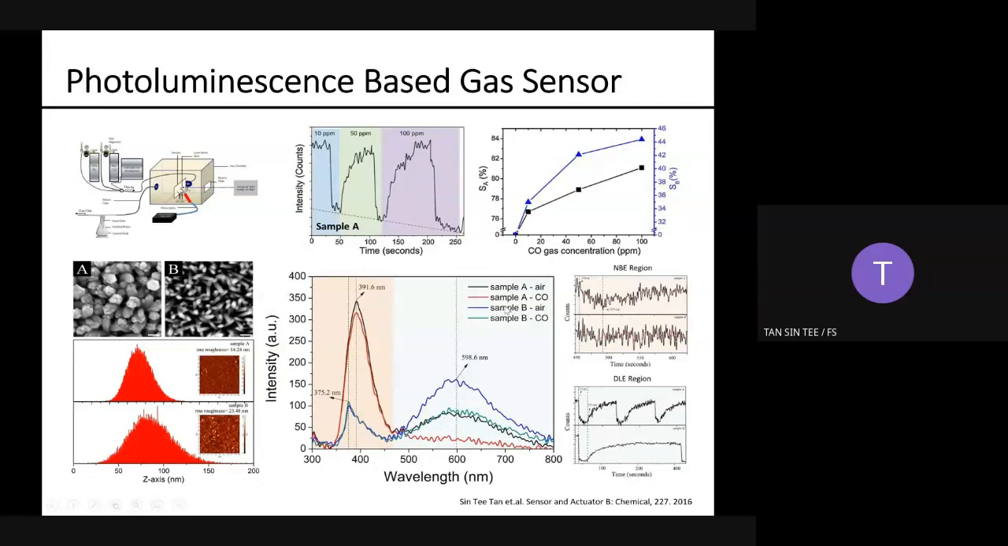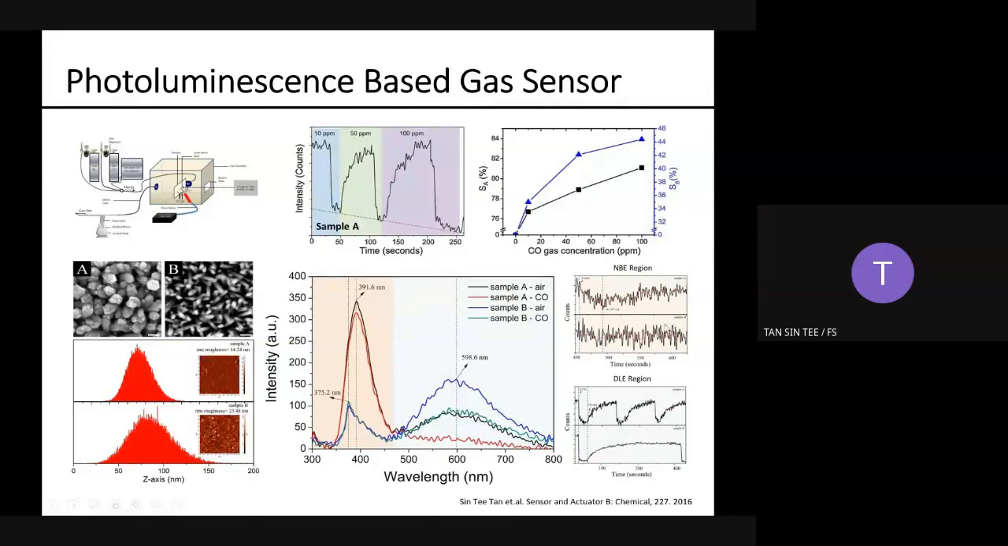When the sample is exposed to air, this is a general PL spectrum, but when the sample is exposed to the CO gas, it will undergo quenching. Why is there quenching? It is because when the CO is absorbed and reacts with the oxygen, it releases one electron back to your conduction band and undergoes recombination. This is why the quenching occurs. But when you refer back to sample B, which is synthesized by the hydrothermal approach, you can see the quenching rate is not as much as in the microwave synthesis method.